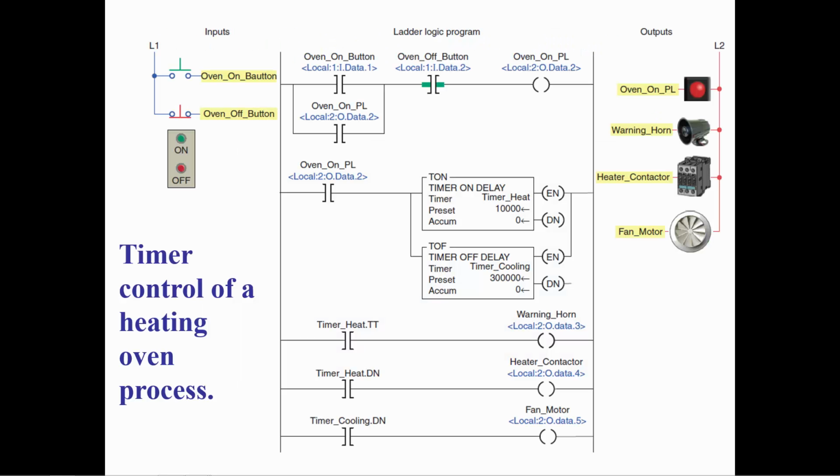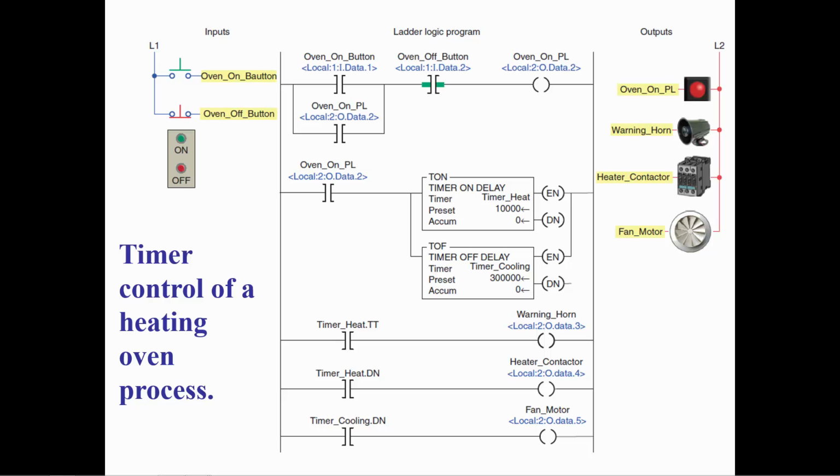This program makes use of an on-delay timer and an off-delay timer to control a heating process. When the oven on button is pushed, the oven on pilot light latches on. When the oven on pilot light is on, the TON instruction starts timing to create a delay of 10 seconds while a horn is sounded before the heater contactor is turned on.